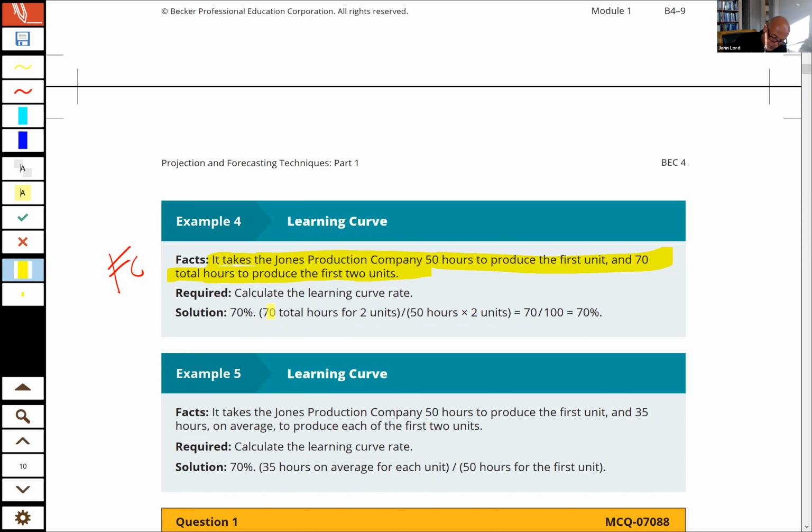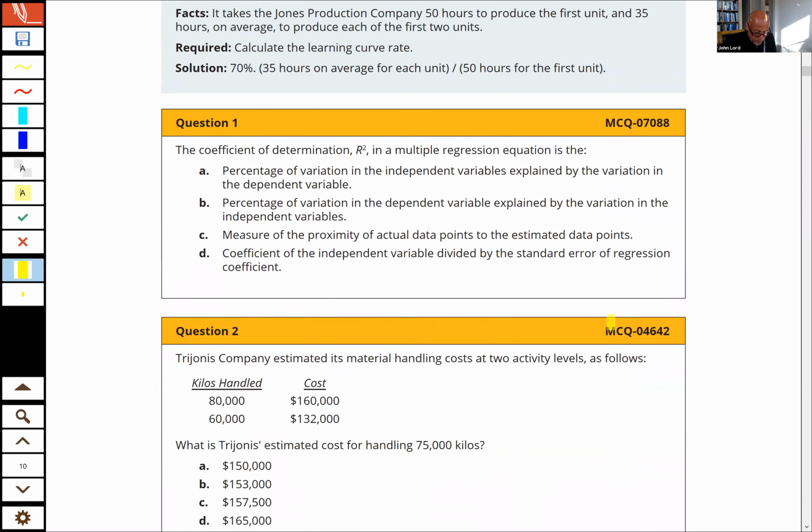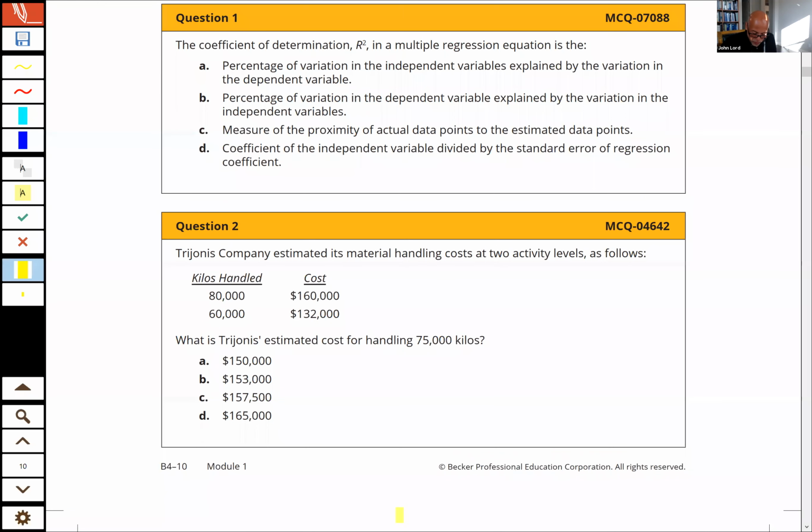So what happens? It takes a total of 70 hours for 2 units and 50 hours to produce the first unit, so you get 70 divided by 100, which is a learning curve of 70%. Okay. All right. With all that, let's go ahead and let's take a look at a couple questions.